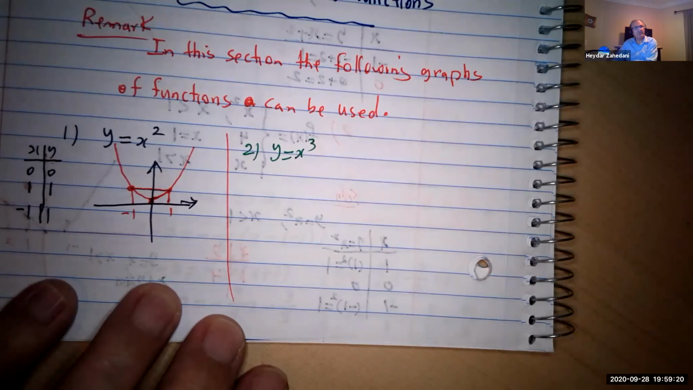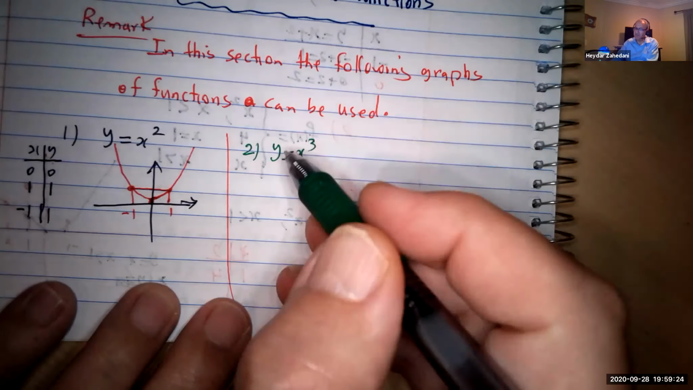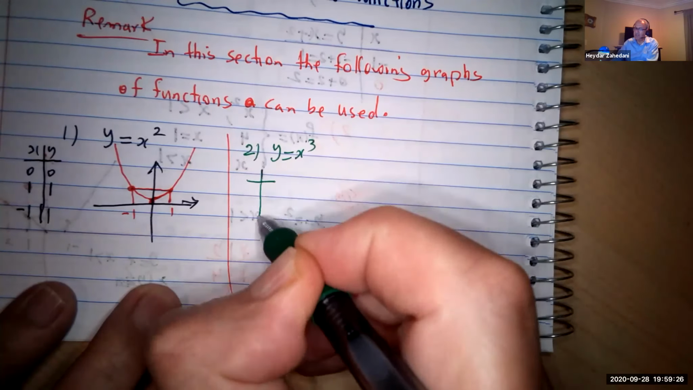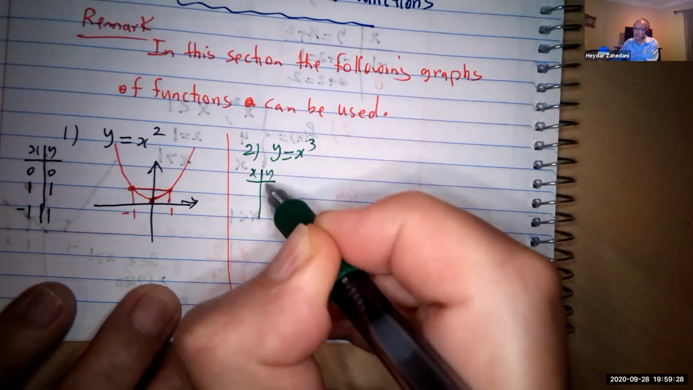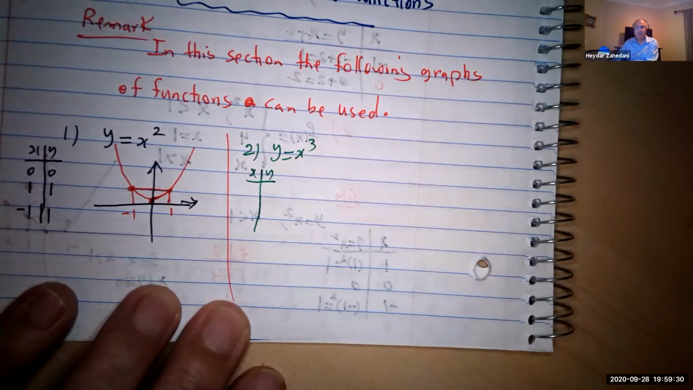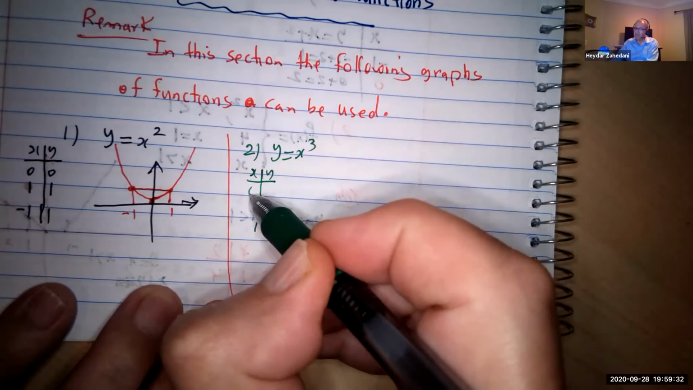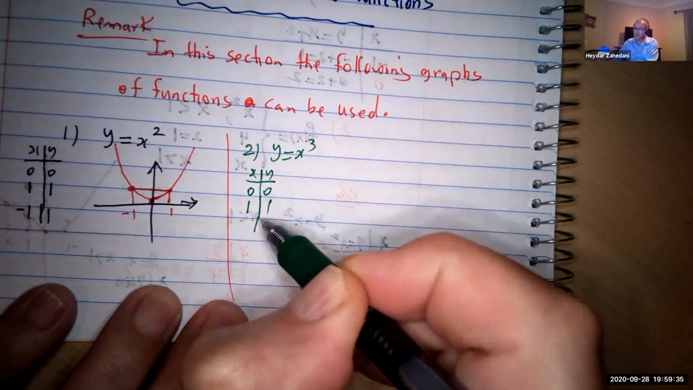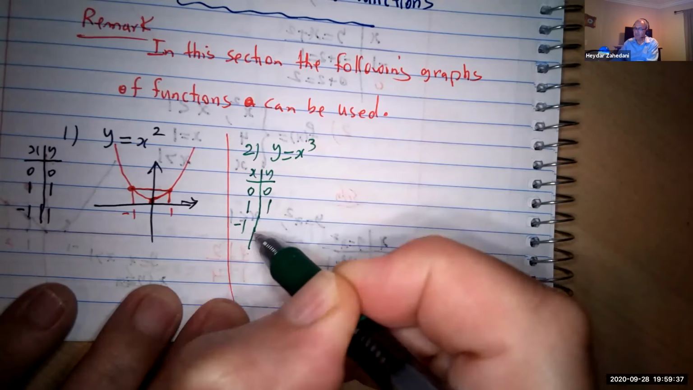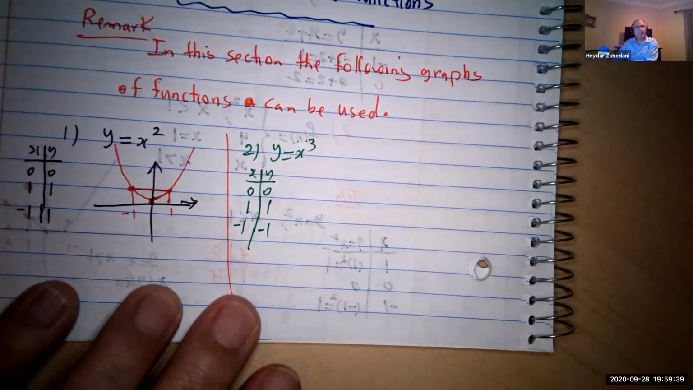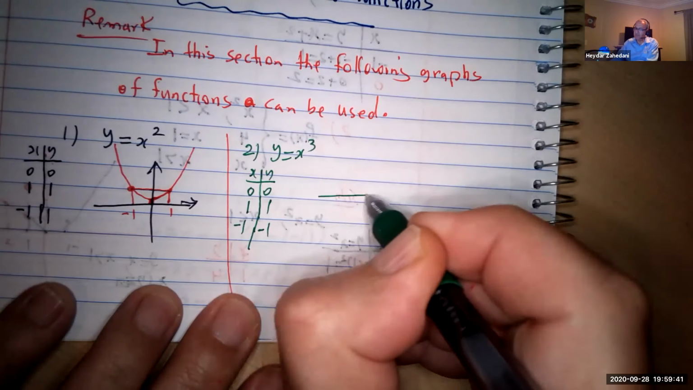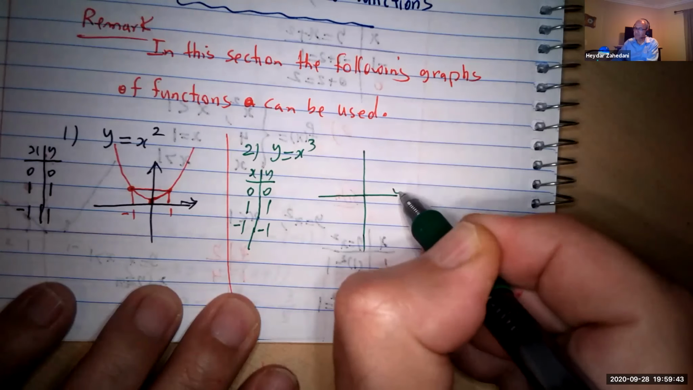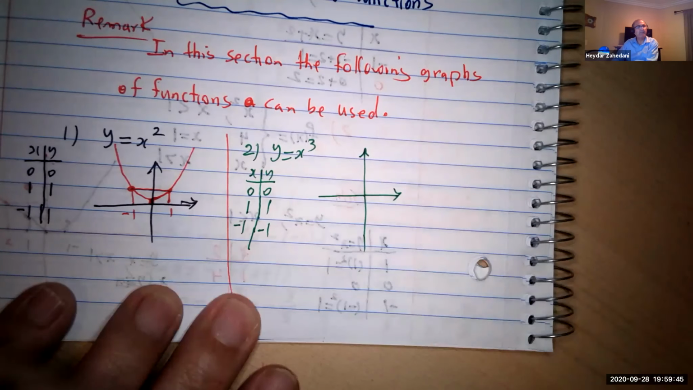Remember, we checked this one before. Okay, we checked this one before, and if you like, this is going to be x, and this is going to be y. If you put x equal to 0, that gives you 0. With 1, you get 1, and if you get negative 1, that gives you negative 1. So we did it before.